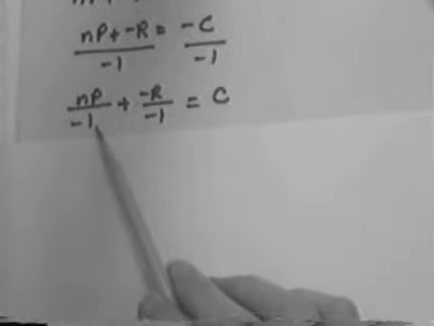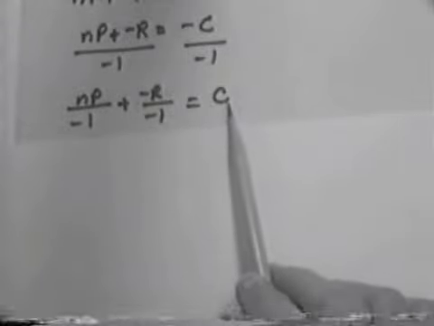So our equation is now np over negative 1 plus the opposite of r over negative 1 is equal to c. We have got the c by itself. We can simplify the two fractions on the left. Np divided by negative 1 is the opposite of np, or minus np. Opposite of r divided by negative 1 is r. And on the right hand side we have c.